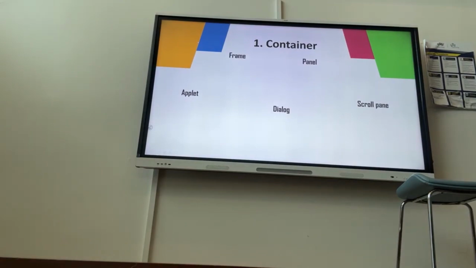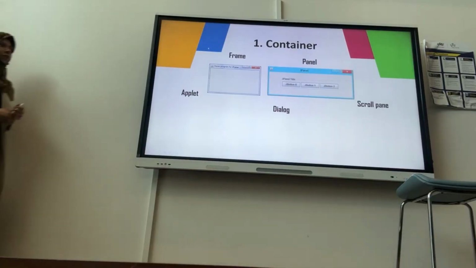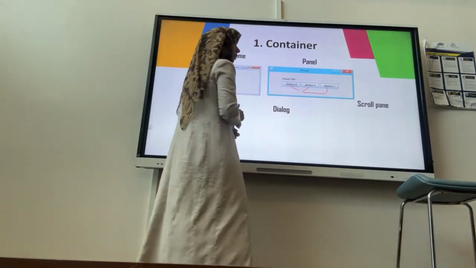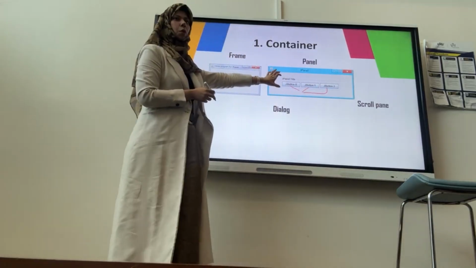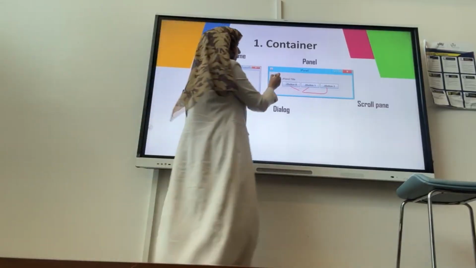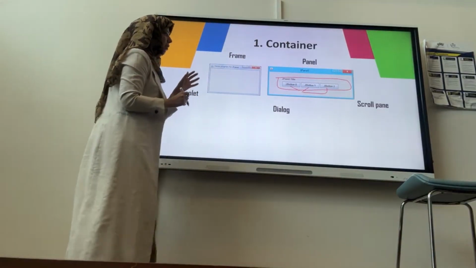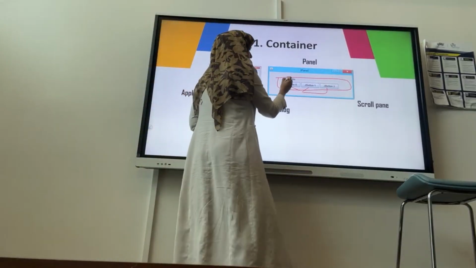Okay. Frame is what we see here. That's a frame. Make sense? A panel is when we see some of these components, they belong to one title, right? So we call this a panel. And this panel can tell you actually how they are arranged.